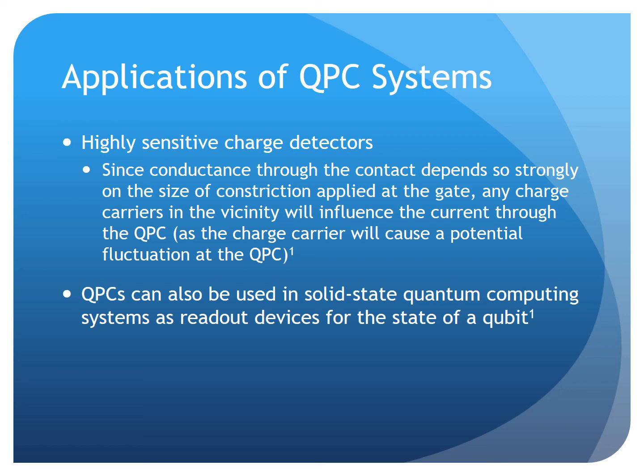This is because any charge carrier will cause a fluctuation in the potential at the quantum point contact, and this is a potential that can be measured. Also, quantum point contacts can be used in solid-state quantum computing systems as readout devices for the state of a qubit.